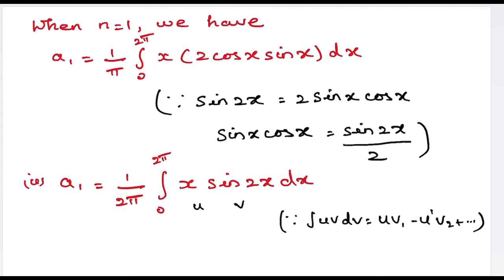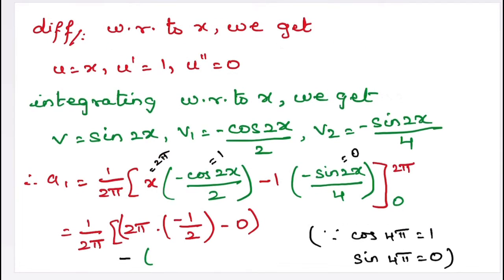That is, a1 will become, taking 1 by 2 pi outside, a1 is equal to 1 by 2 pi integral 0 to 2 pi x into sin 2x dx. Now integrate using Bernoulli's formula, we get a1 is equal to 1 by 2 pi into x into minus cos 2x by 2 minus 1 into minus sin 2x by 4 with the limit 0 to 2 pi. Differentiation is given in red color and integration is given in green color.